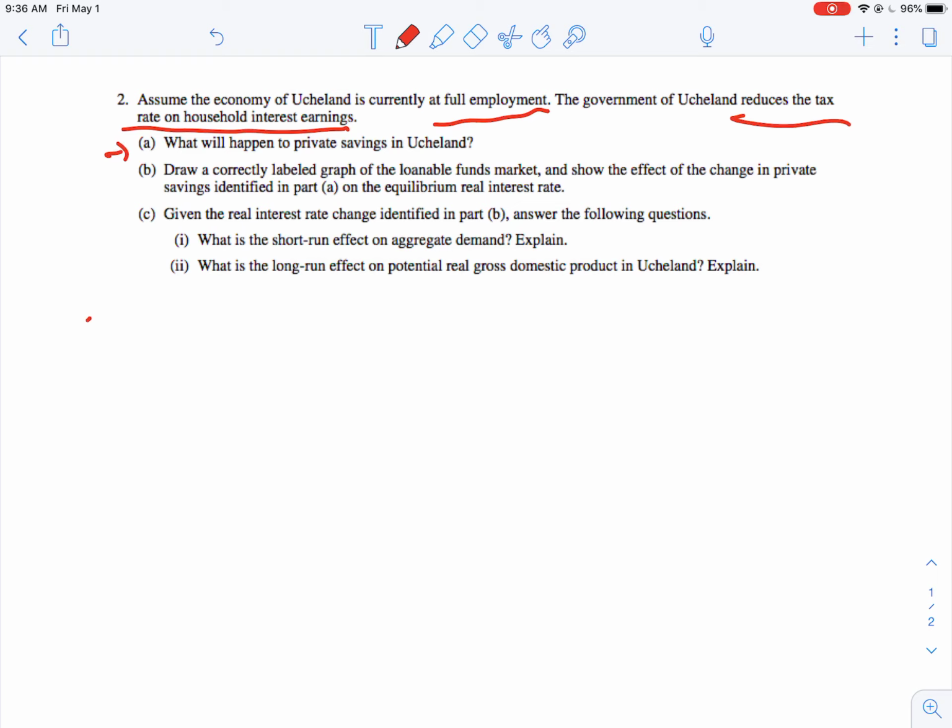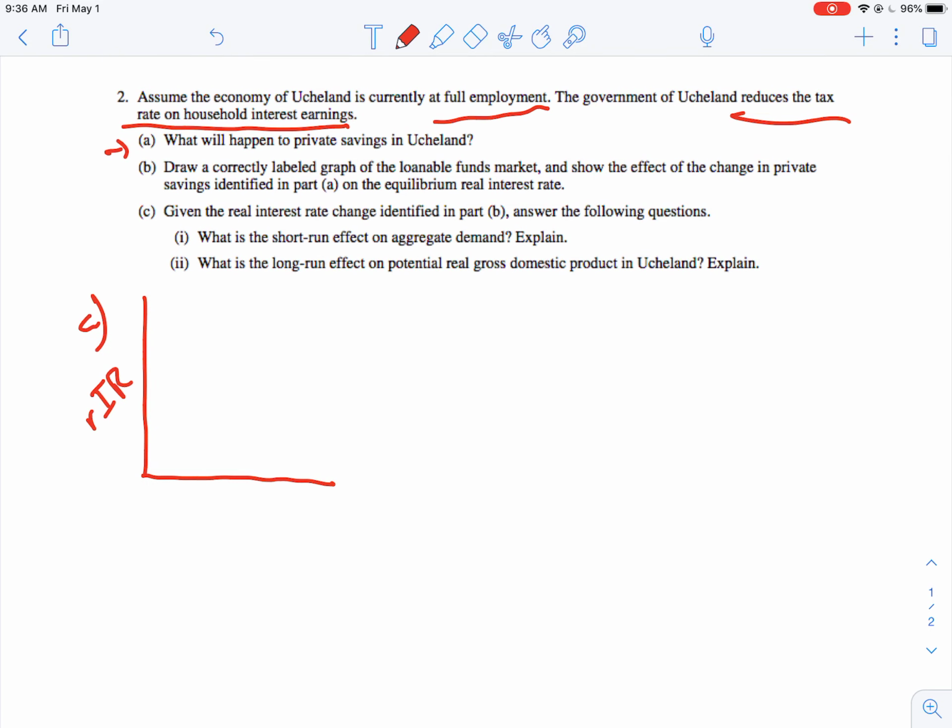So part A. What will happen to private savings in Uchaland? Well, the penalty for saving money went down. So what we've got here is the real interest rate, and then I'm answering it by a graph, but I don't have to do that yet. So the first thing is in A, they will rise. Private savings will rise. This isn't an explain, so you don't have to. But basically, what I was doing before is exactly the explanation. So the penalty for saving went down, so people will save more.